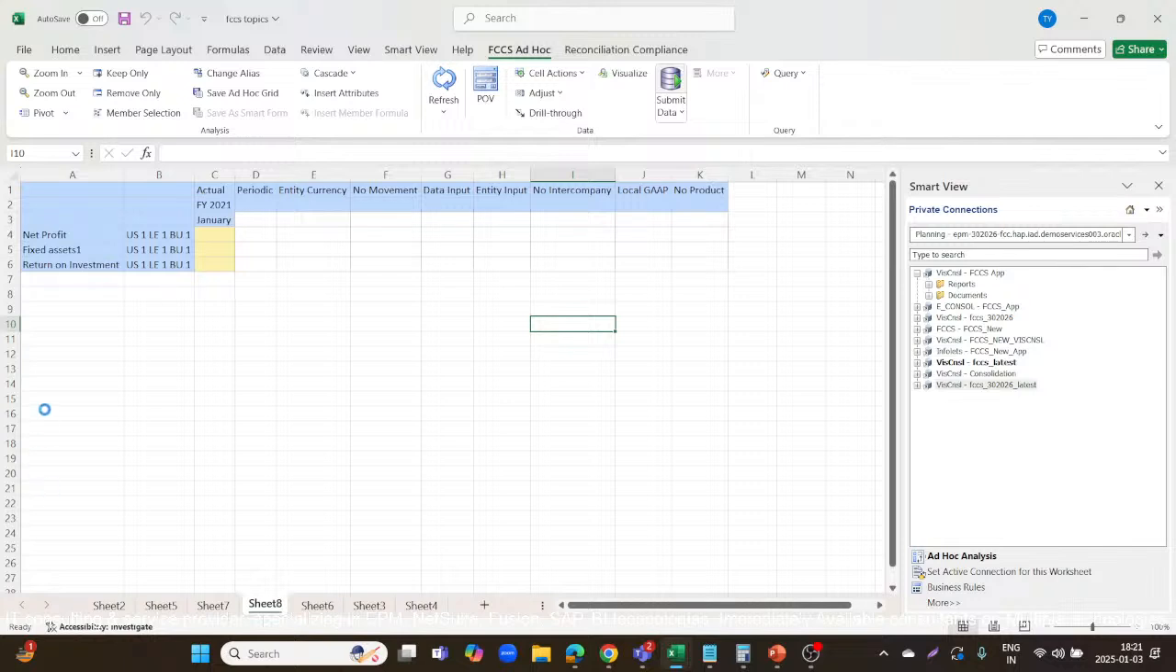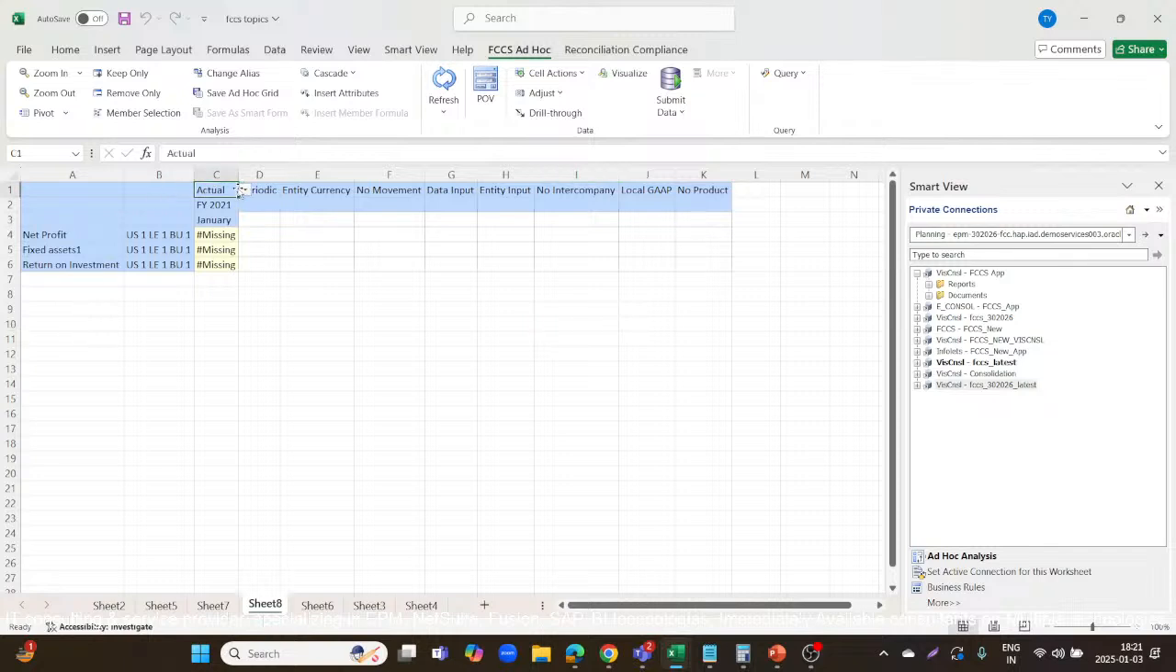So in Smart View I have set my POVs: scenario as actual, view as periodic, currency as entity currency, movement as no movement, data source as data input, consolidation as entity input, intercompany as no intercompany, multi-GAAP as local GAAP, product as no product, year as FY21, period as Jan. This is my entity and these are all my accounts, that is your net profit, and this is your fixed asset. When you divide the net profit by fixed asset and multiply it by 100, you will get the figures on return on investment. Now, before launching the rule, I'll first input the values in the net profit.